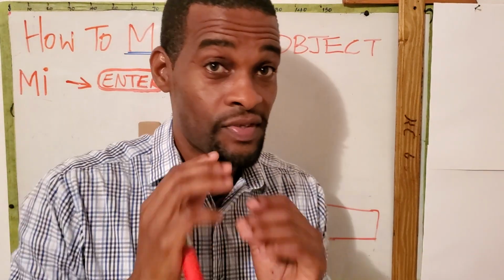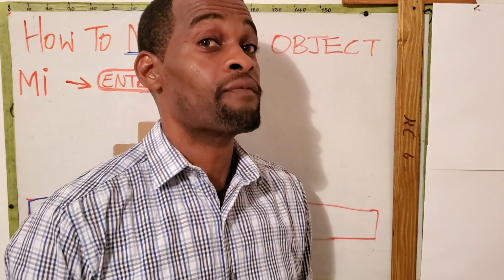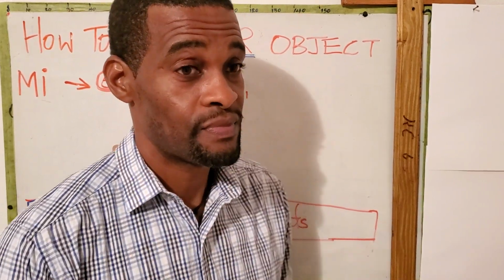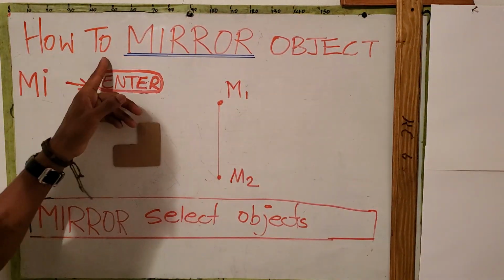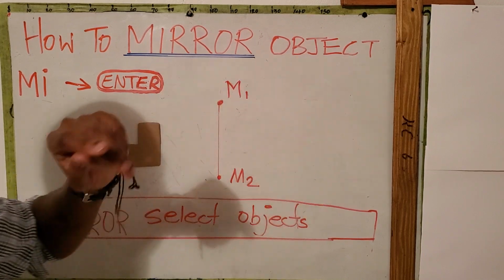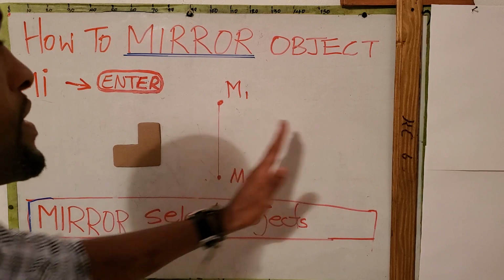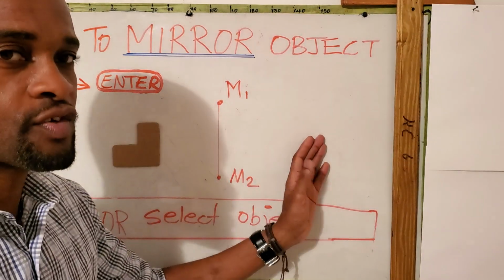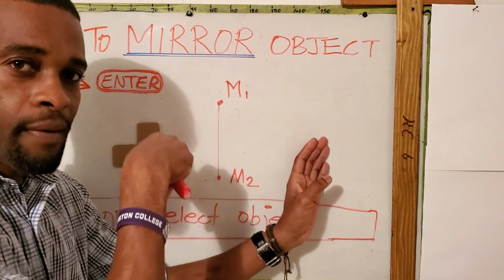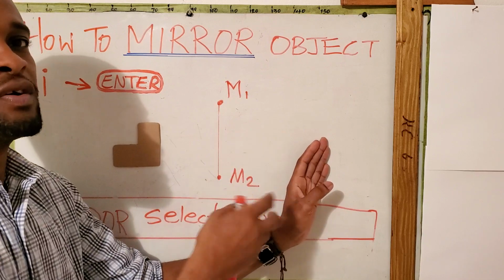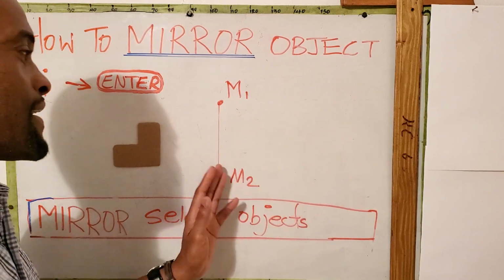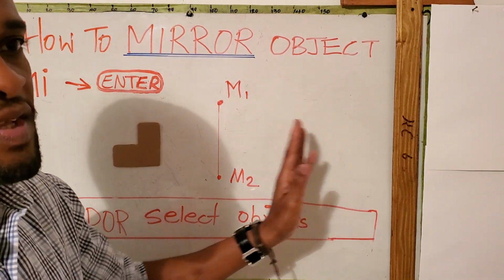Welcome back, guys. In this video I will be focusing on mirror: how to mirror an object in AutoCAD, of course. Mirror is basically a reflection or a second copy of the original drawing or object at a specific distance on the other side.